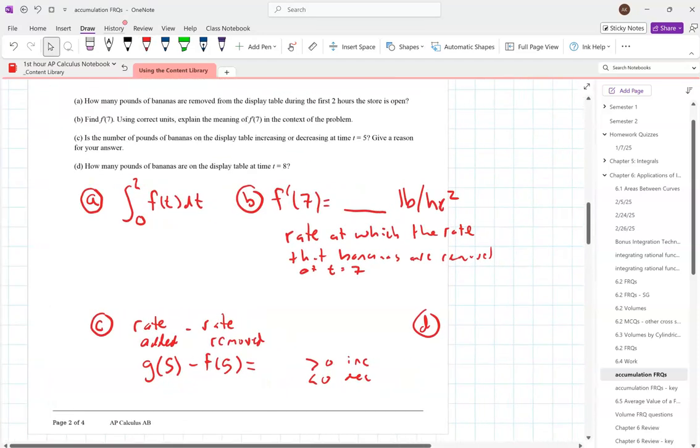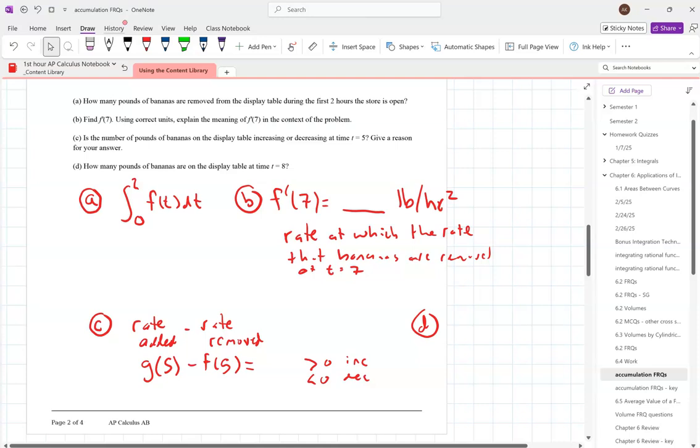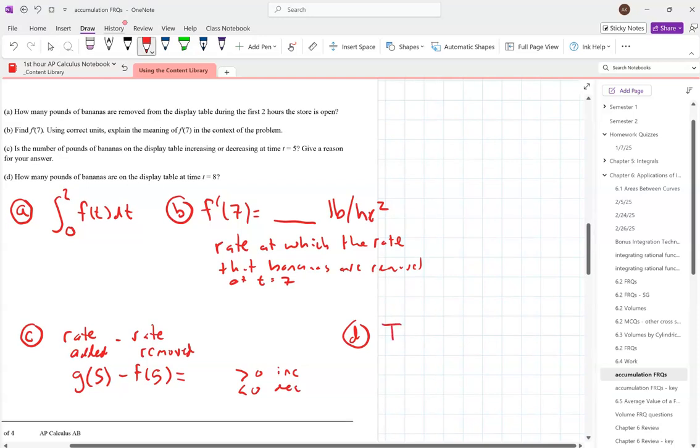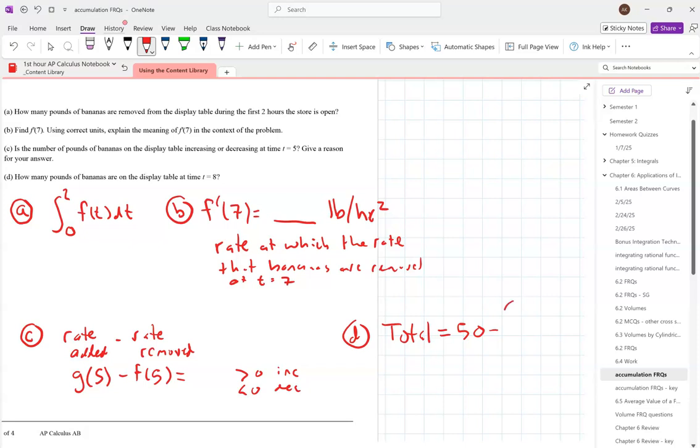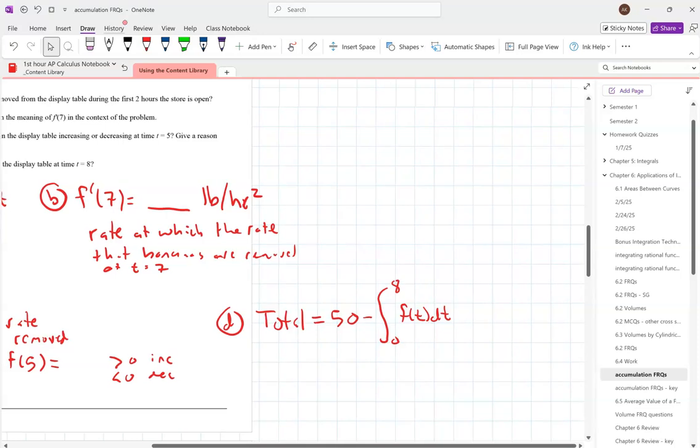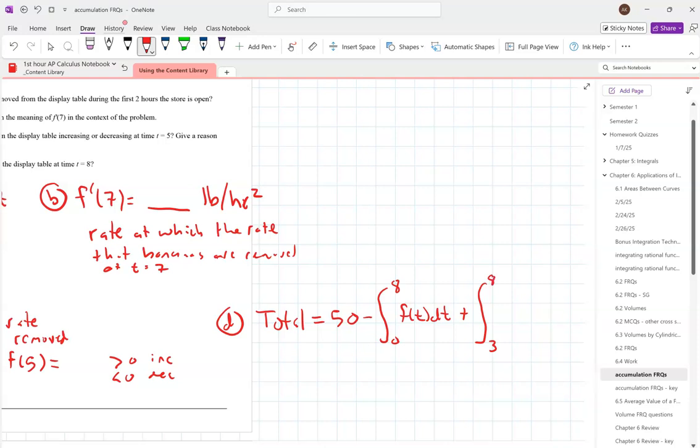And D says how many pounds of bananas are on the table at time t equals 8. So we started with 50 pounds of bananas, right? We remove the total of bananas over those 8 hours based on f of t, so that's the integral of f of t from 0 to 8. But we're also putting back bananas starting at hour 3 going to 8 at the rate of g of t.